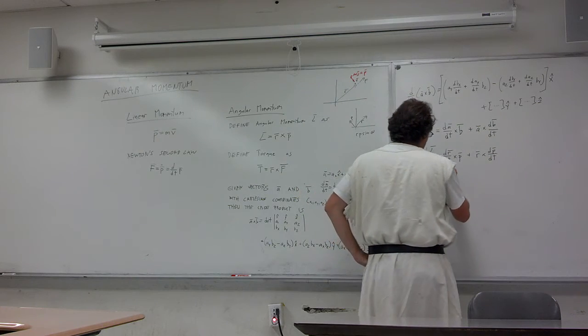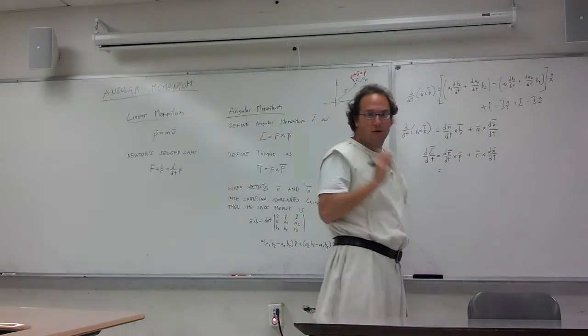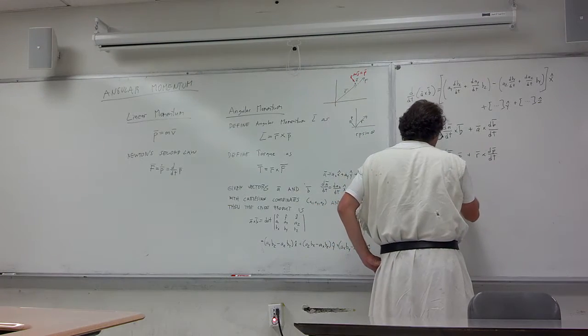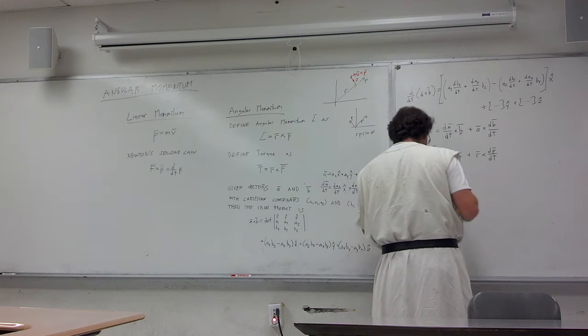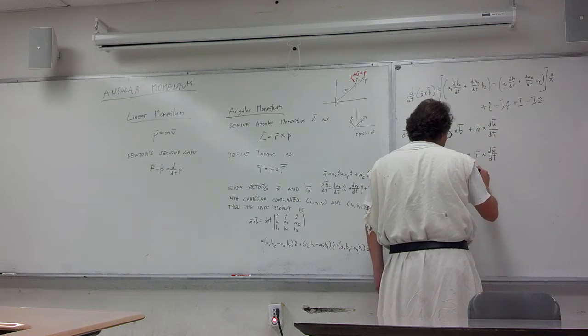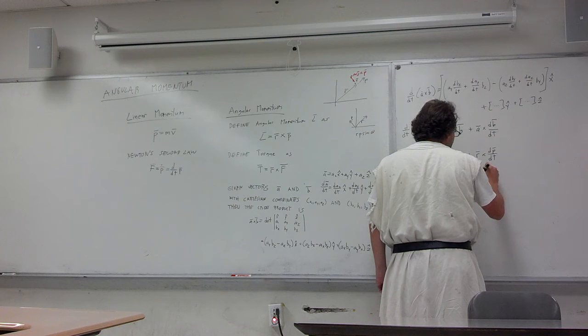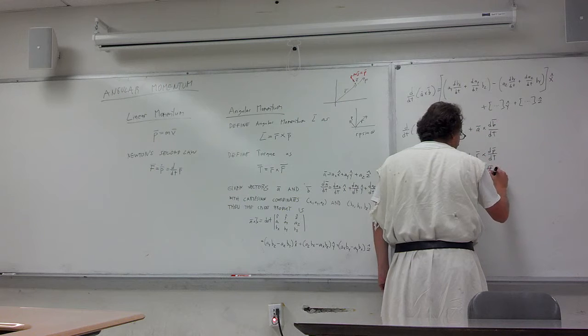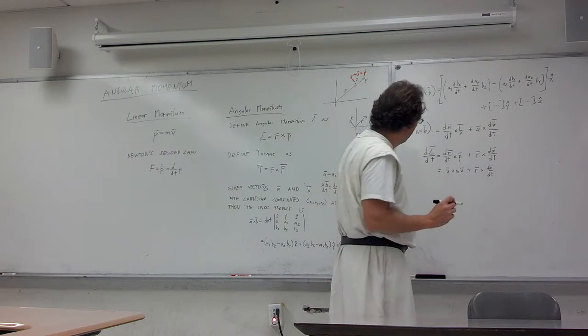Now, we know that the time derivative of r is just, r is the position of the particle, so this is the velocity of the particle. But the momentum is just mass times velocity. Let's leave this alone for right now, and just look at this first term.